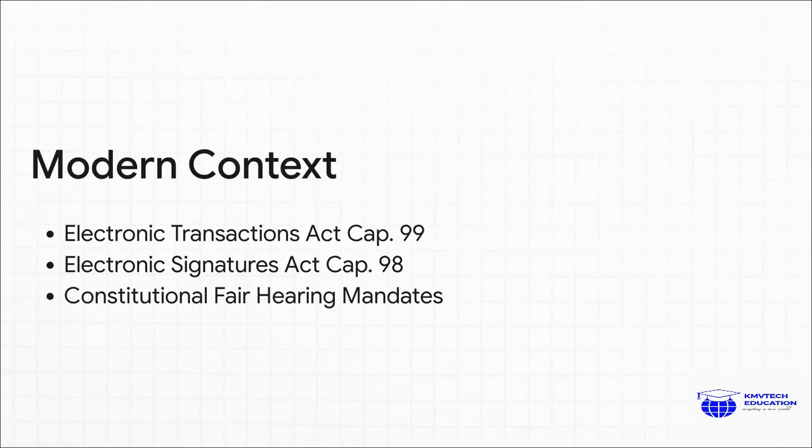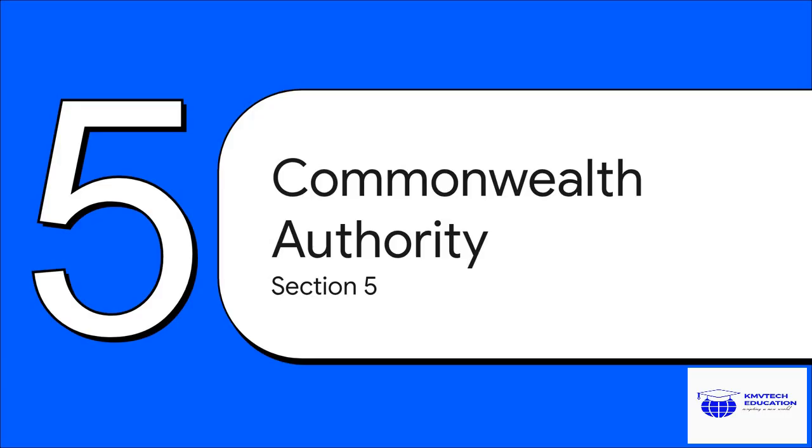Furthermore, the modern context has reshaped how the Act functions entirely. New legislation, like the Electronic Transactions Act Cap 99 and the Electronic Signatures Act Cap 98, cover digital realities that, let's face it, simply didn't exist in 1872. Even more powerfully, the 1995 Constitution's strict fair hearing mandates, specifically Articles 28, 44, and 50, now heavily constrain exactly how these old evidence rules can legally operate in modern courts. Which leads us nicely into Section 5, Persuasive Commonwealth Authority.